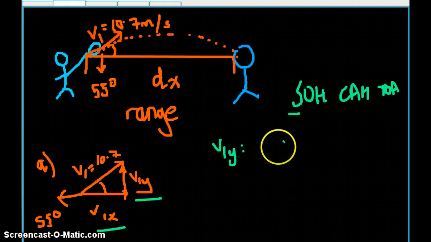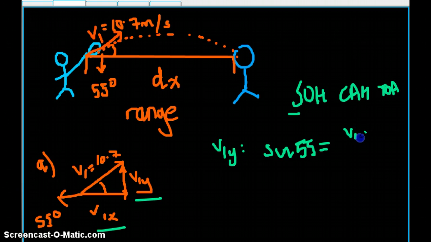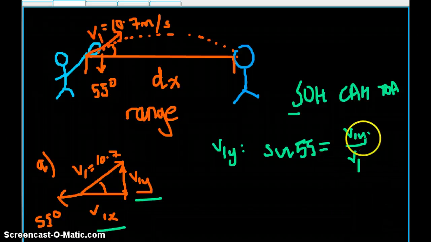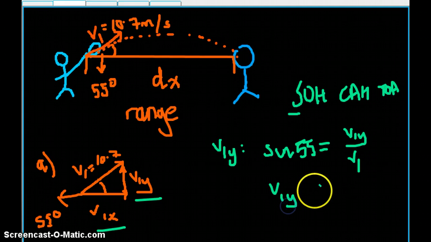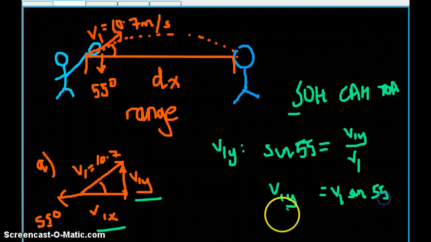So essentially, we can say that sine 55 is v1y over v1. Now, sine 55 is a constant, we know what it is. We also know what v1 is, it's 10.7, and we don't know what v1y is. So let's just rearrange for v1y, and that would be v1 times sine 55. So there we go, you've got the y component of the velocity all set up.